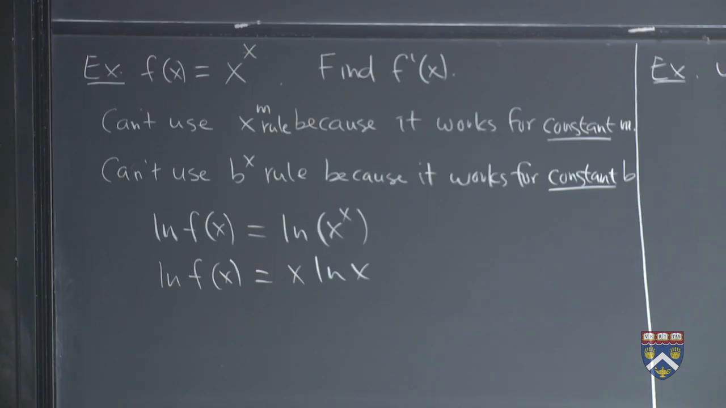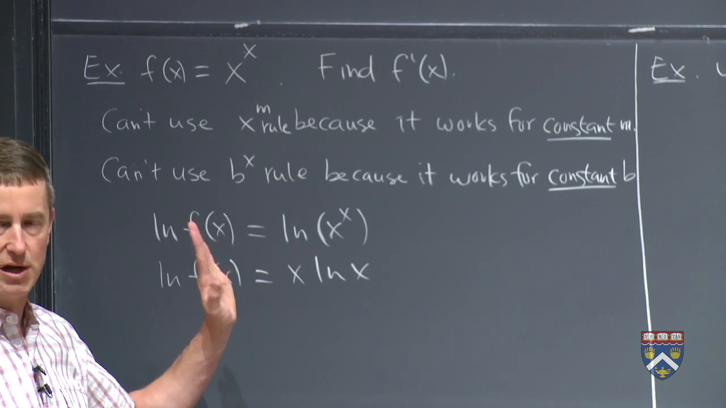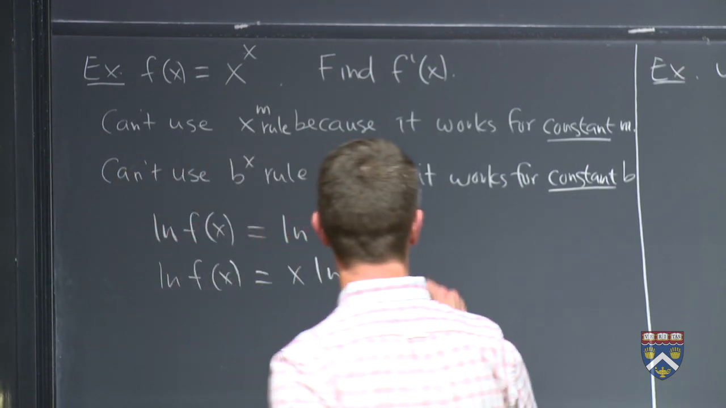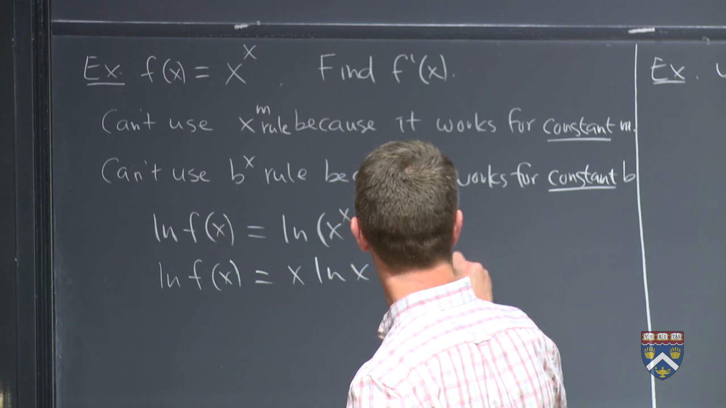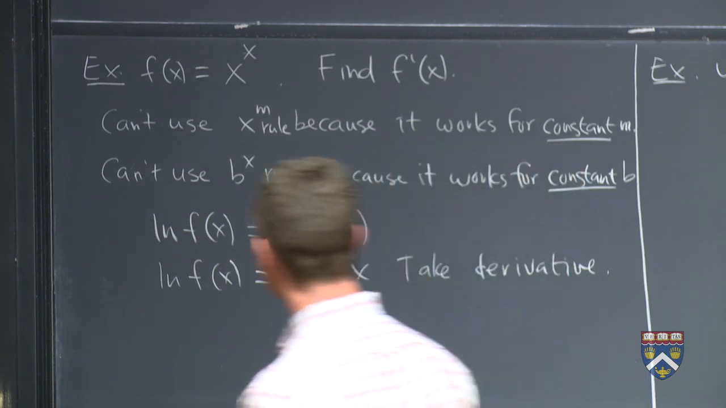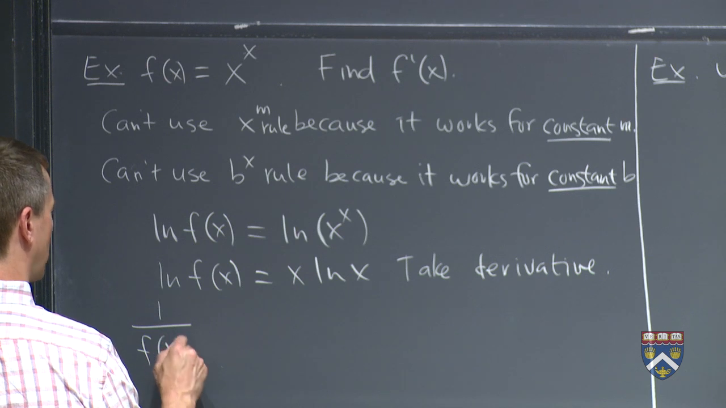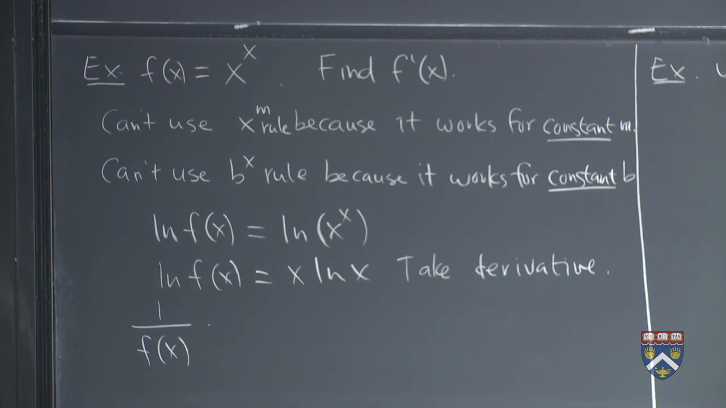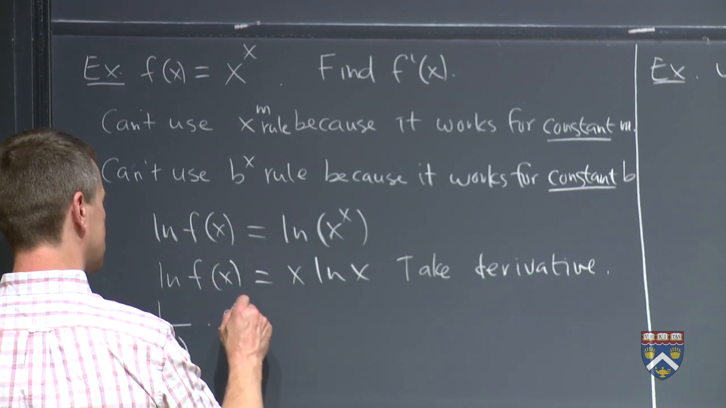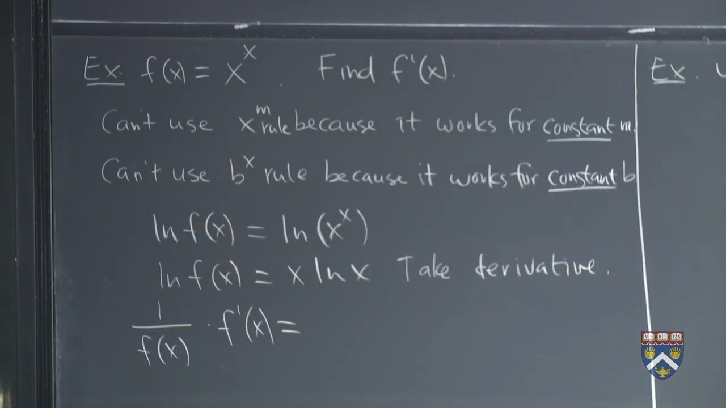And now this is something we know how to take the derivative of, right? We didn't know how to handle x to the x, but x ln of x, that's no trouble for us. That's just product rule. So now we take the derivative of each side. So what's the derivative of ln of f of x? Well, we know that the derivative of ln of something is 1 over the something, but we're not done yet, right? Chain rule says we're supposed to take the derivative of the inside, and in this case, the inside function is f of x, so its derivative is f prime of x.